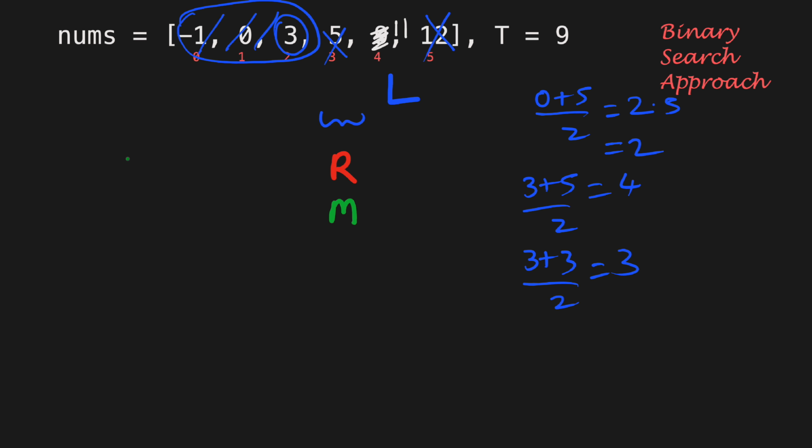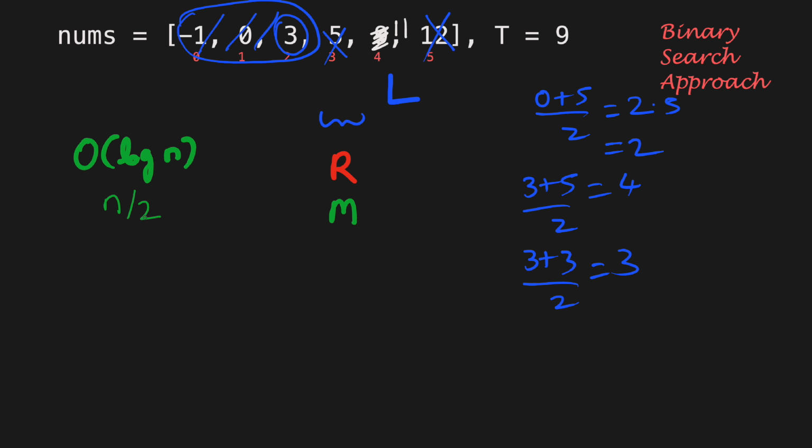Now the time complexity of this approach is O of log n, where n is the size of the input array. And let's try to understand why is that the case. If the array has n elements, then after the first comparison, if the middle element is not equal to target, we will reject the first half or the second half of the array and we will have n by 2 elements left for the next iteration.